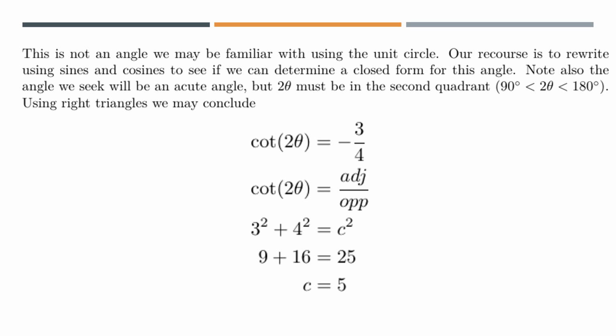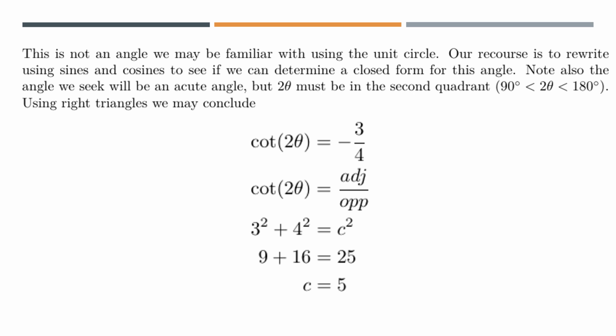Now we also want an acute angle, but because the cotangent of 2 theta ended up being a negative number, we have to consider that 2 theta is between 90 degrees and 180 degrees. It's in the second quadrant. 2 theta is. Theta will still be in the first quadrant between 45 degrees and 90 degrees.